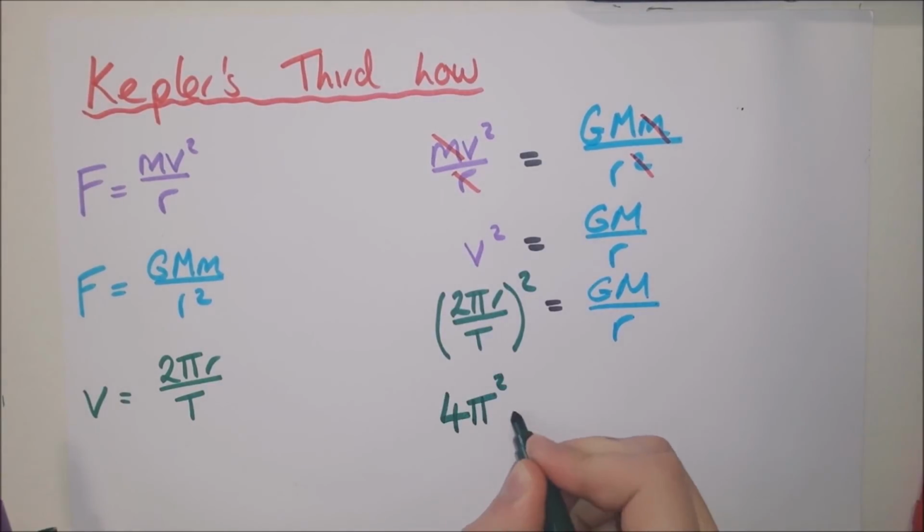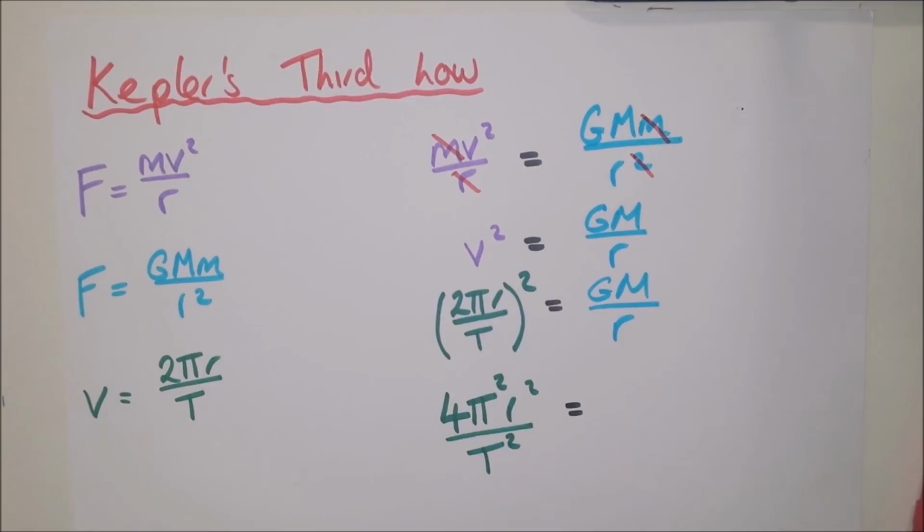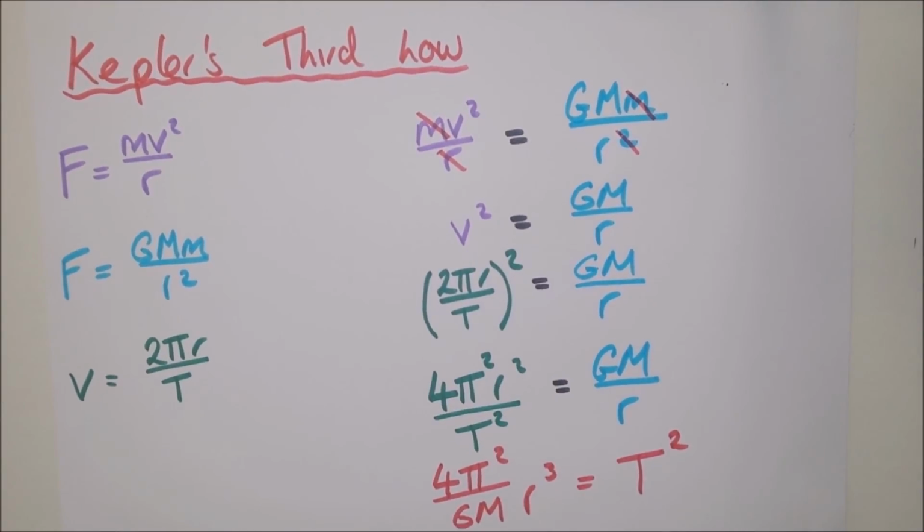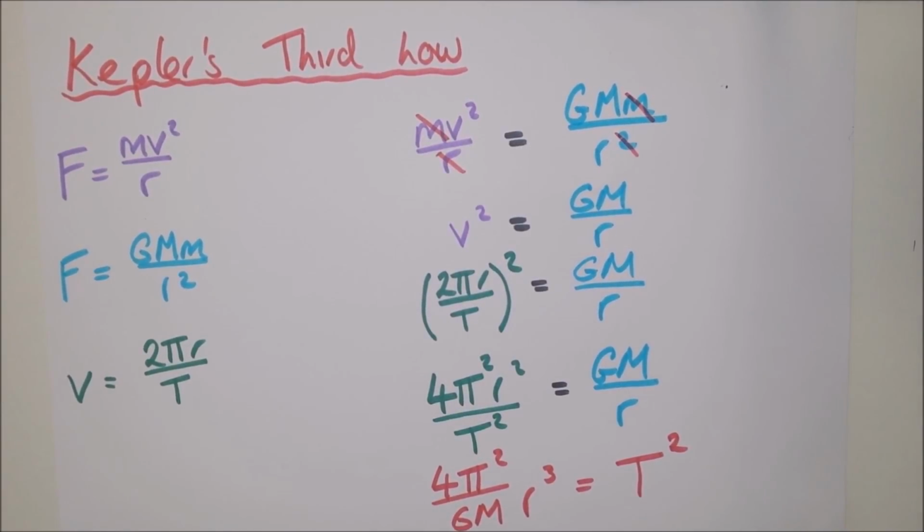Substituting in v, we get 4 pi squared r squared over T squared equals GM over r. And with some rearranging, we get Kepler's third law, which is 4 pi squared over GM times r cubed equals T squared.